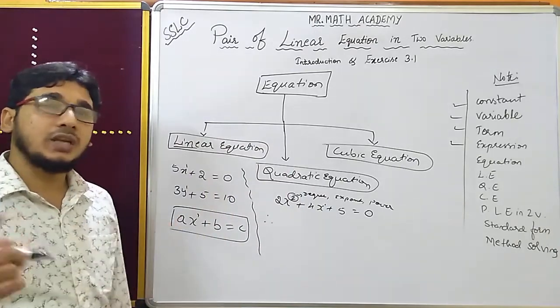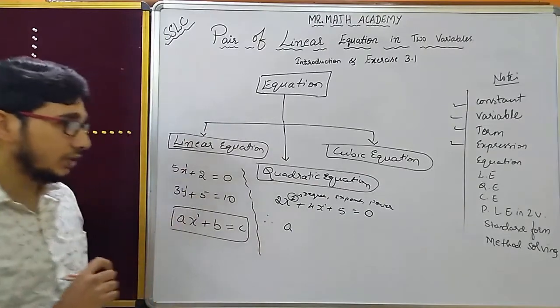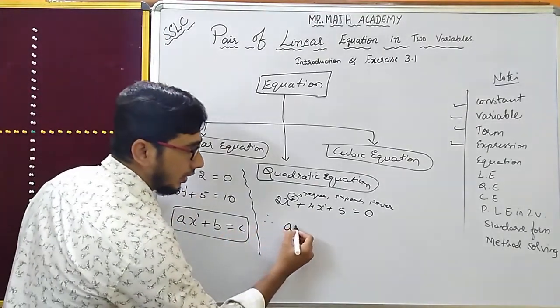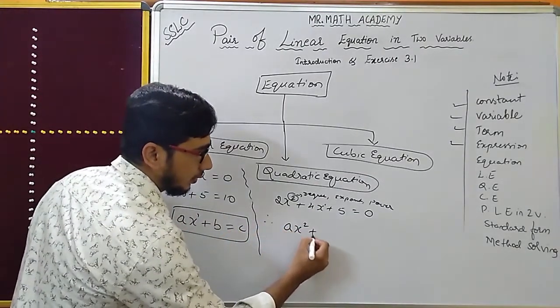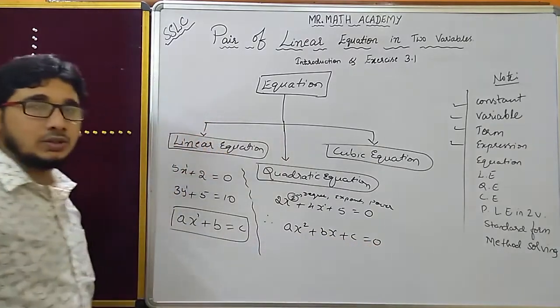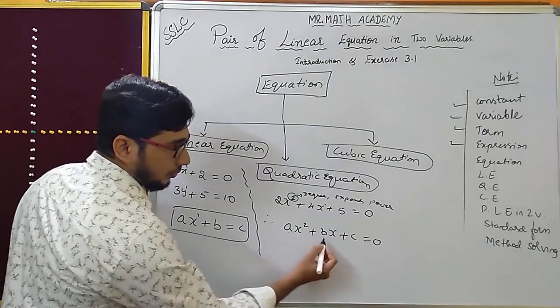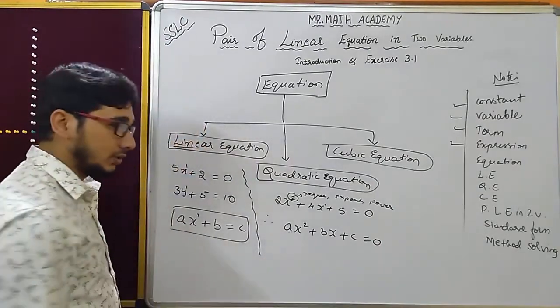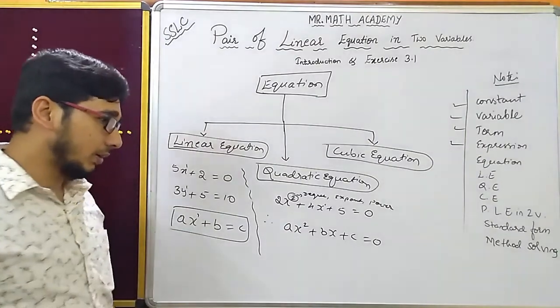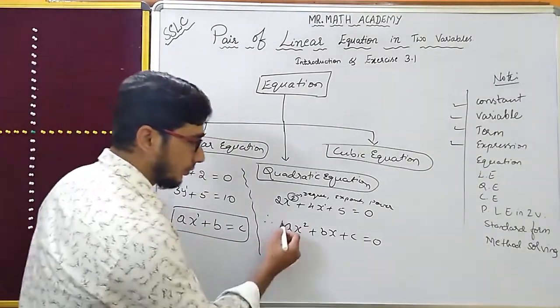So I'll write the standard equation now. ax square plus bx plus c is equal to 0. This is a standard form. a, b, c are constants, x is a variable, highest power is 2, so this is a quadratic equation.